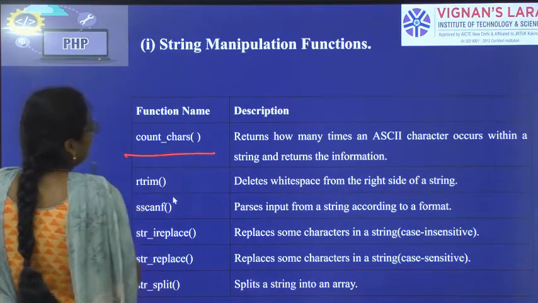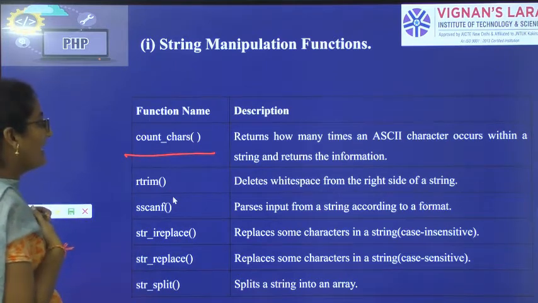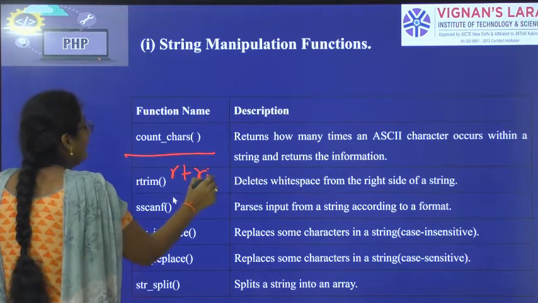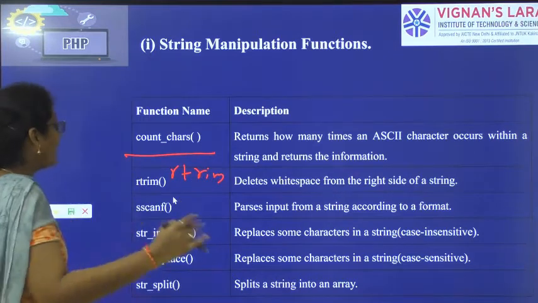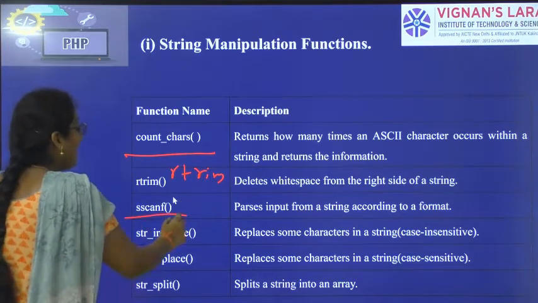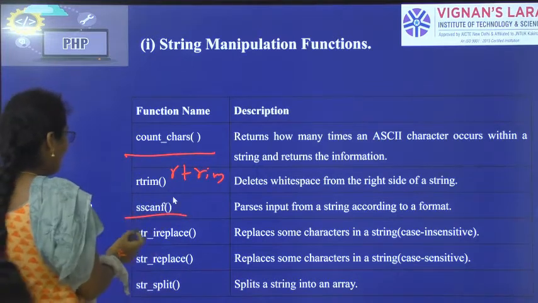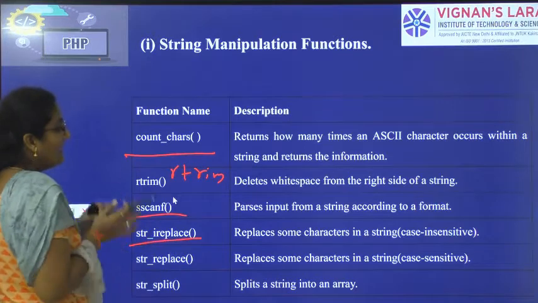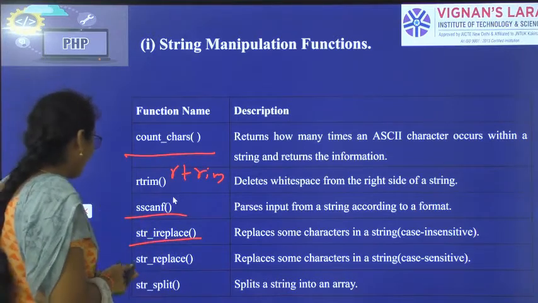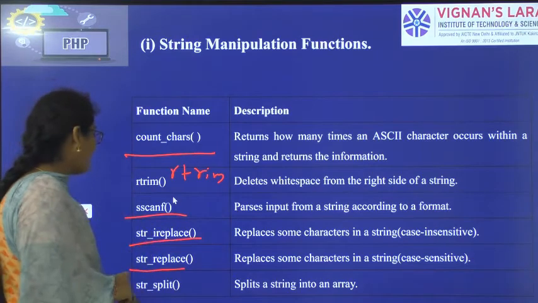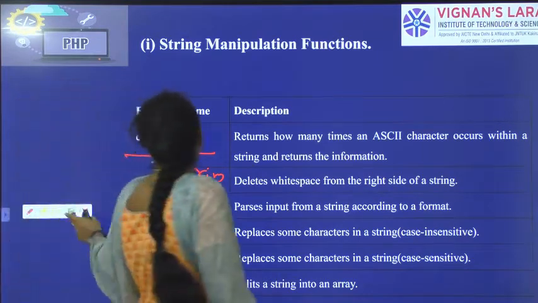count_chars returns how many times each ASCII character occurs within a string. rtrim deletes the white spaces from the right side of the string. sscanf parses input from a string according to a format. str_ireplace replaces some characters in the string. str_replace replaces some characters in the string. str_split will split the string into an array.